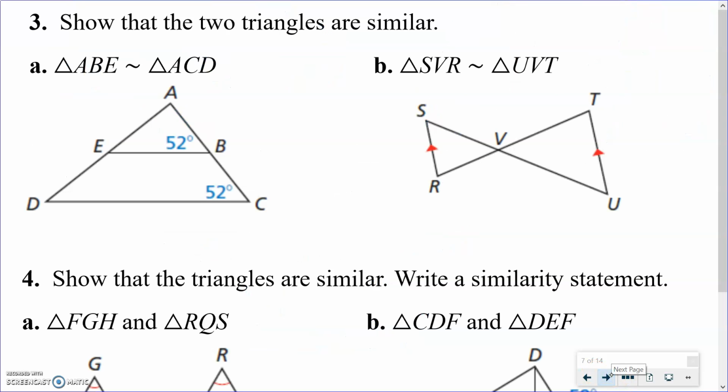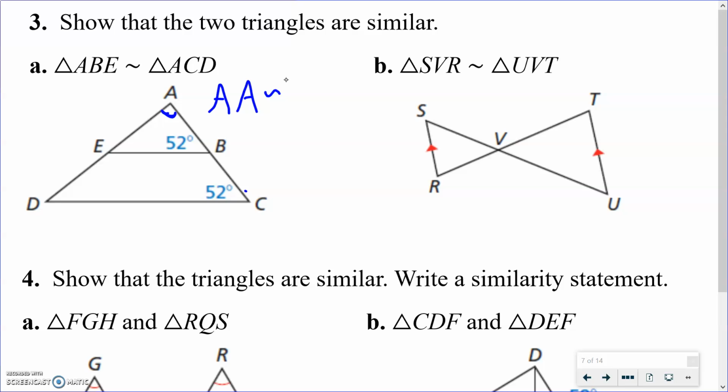Okay, again, we just want to show that these are similar. The first thing I'm going to point out is that ABE, the smaller triangle, has this 52, and angle A is a part of it. And if you look at ACD, this bigger triangle, angle A is also a part of it. So we can say they're similar by angle-angle similarity, because angle A is a part of both. Even though we don't know the measure, we know it's congruent because it's the exact same angle in both of them.